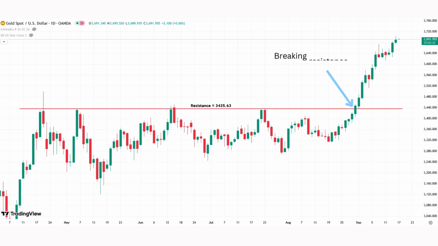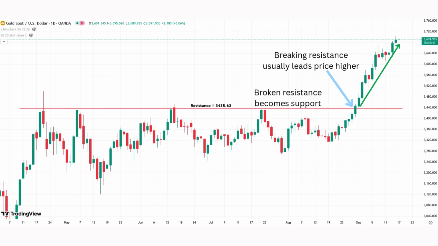Generally, if price closes above a resistance, it usually goes higher to the next resistance, and the resistance that was broken now becomes a support.